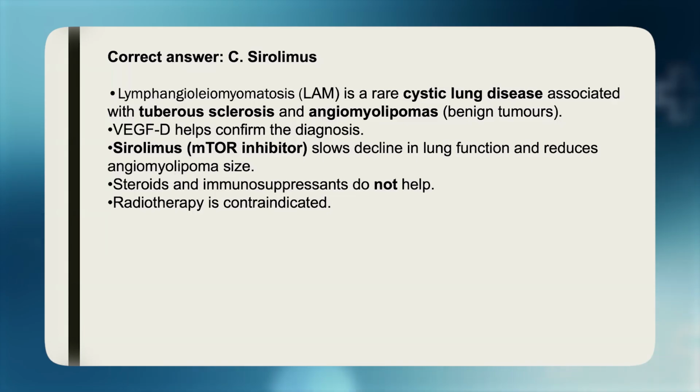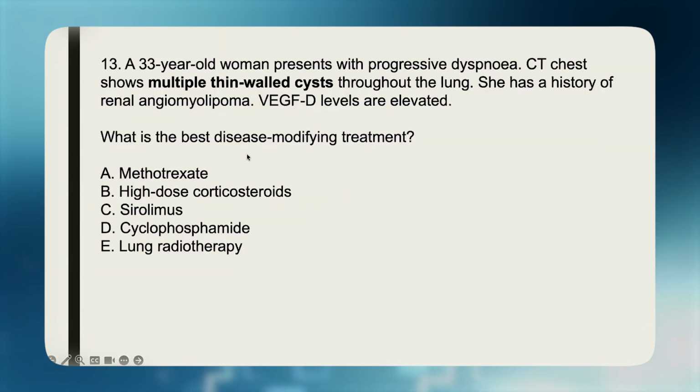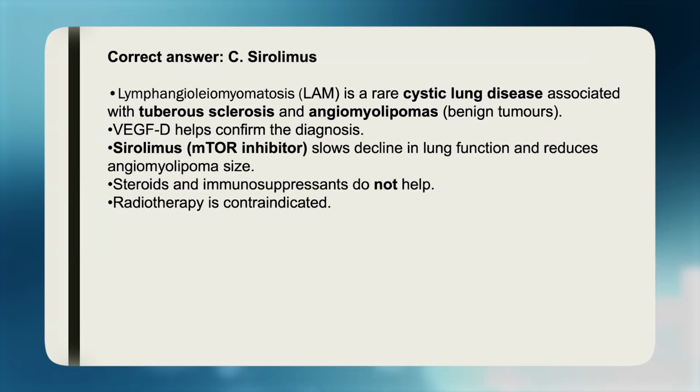Okay. So if you see multiple thin wall cysts, and they have given some additional history like renal angiomyolipoma, consider it as LAM, as a part of tuberous sclerosis, and sirolimus is the treatment of choice.